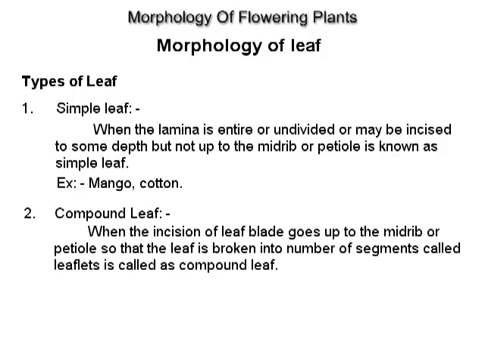Compound leaf. When the incision of the leaf blade goes up to the midrib or the petiole so that the leaf is broken into a number of segments called leaflets, it is called a compound leaf. Example, rose, gulmohar, moringa.